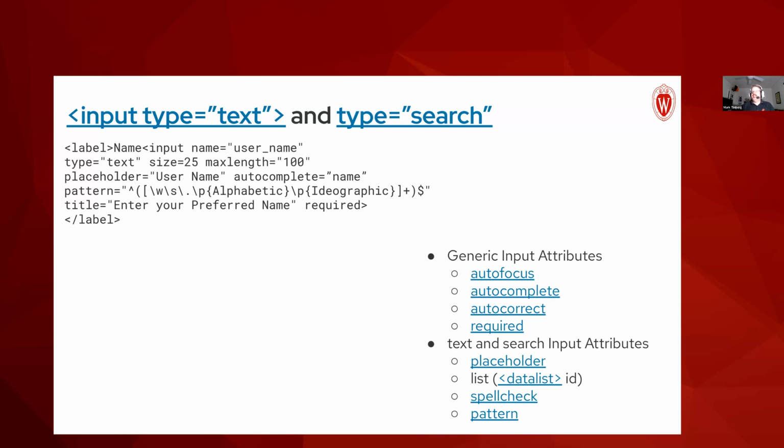Autocomplete. So browsers will have built-in autocomplete for form fields, and sometimes you want to hint what kind of autocomplete it should be doing. In this case, this is a username field, so maybe I want to autocomplete with the person's name, so I can hint to the browser that that is the kind of autocomplete I do want in that field.